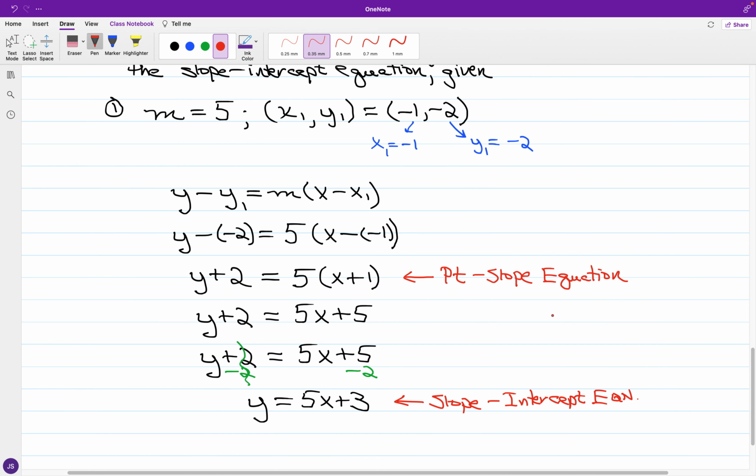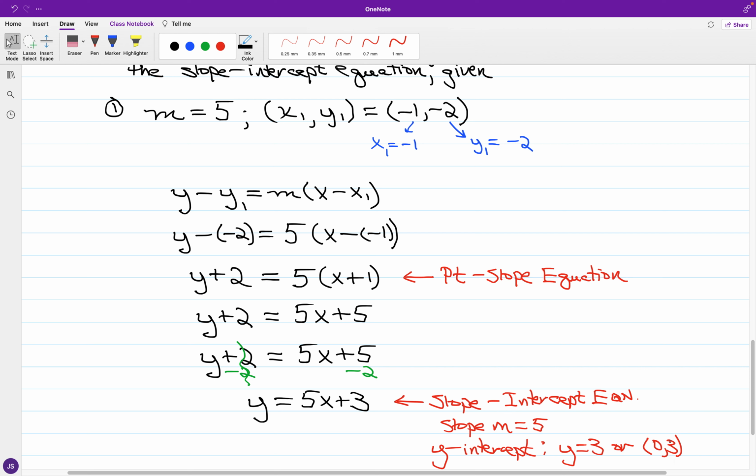Again, you got your m at 5. And if I were to identify the y-intercept, you have the 3 that follows. This will signal that the y-intercept you can write as y is equal to 3. And again, as an ordered pair, this will come out to 0, 3.